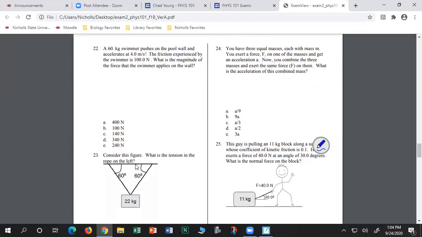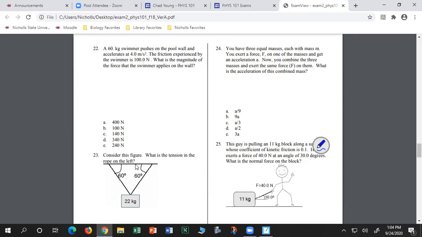Okay, a 60-kilogram swimmer pushes on the pool wall and accelerates at 4 meters per second squared. The friction experienced by the swimmer is 100 newtons. What is the magnitude of the force? This was a lot like that problem where I said you have this force acting on this block and causes it to accelerate at such and such an acceleration, which was slower than what it should have been. And then I asked you, what is the coefficient of kinetic friction? This was kind of like that problem, except there's no friction in it.